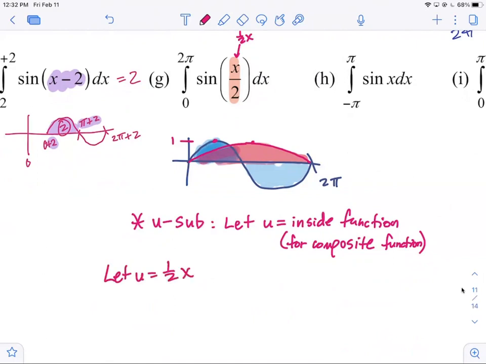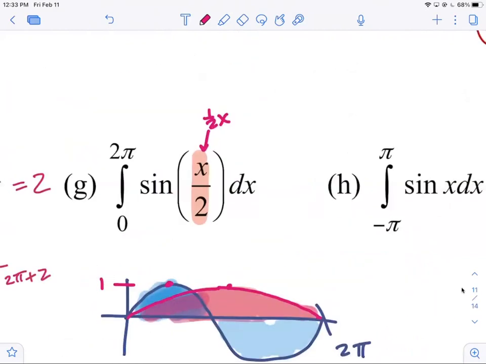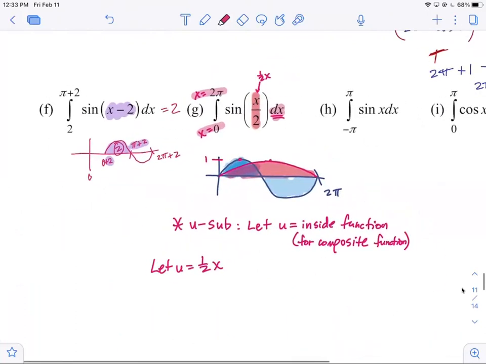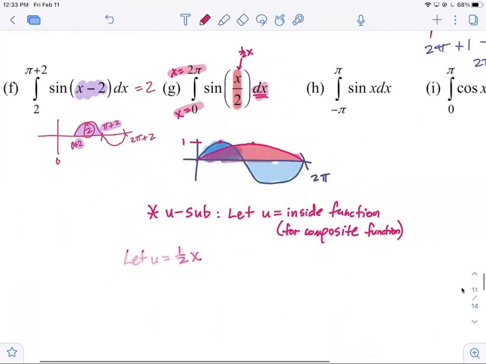Now we're going to change all of the x variables into u variables. So let's come up here and see what the x's are. This is from x equals 0 to x equals 2 pi, and this is dx. So I'm going to have to replace 1, 2, 3, 4 different things. Let's see if we can get to that. We'll make this new integral.